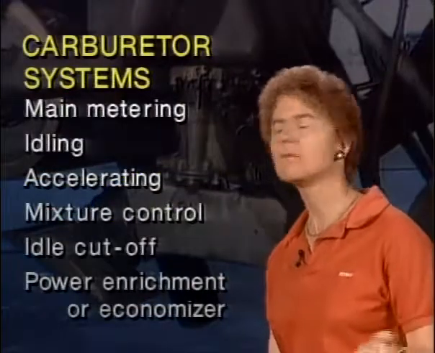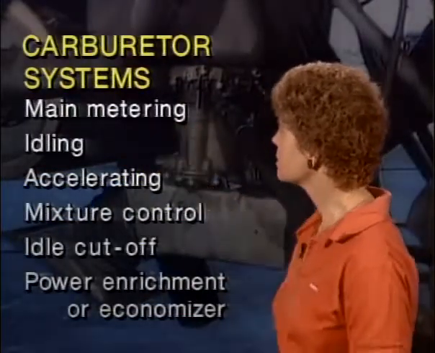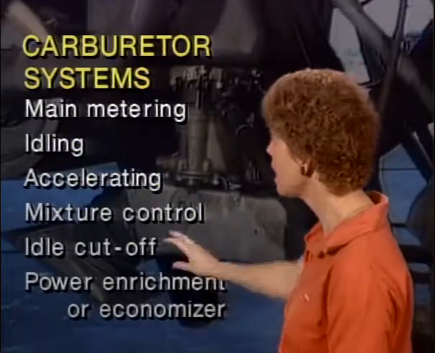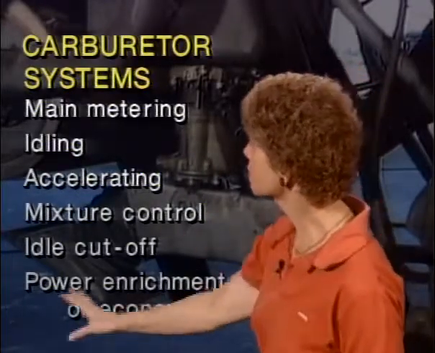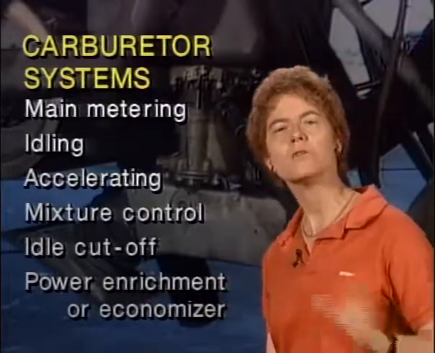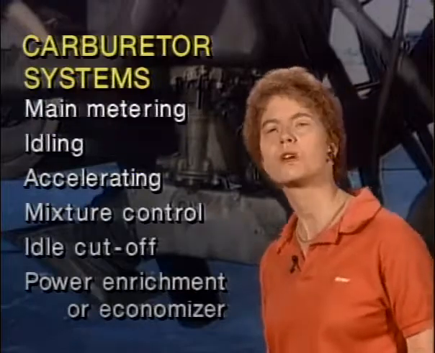To provide for various loads and different engine speeds, the carburetor has 6 systems, which are the main metering system, the idling system, the accelerating system, the mixture control system, idle cutoff, and the power enrichment, which is also called the economizer system. Each one of these has a definite function, which we're going to be talking about, and they can act alone, or they may be acting with one or more of the others.